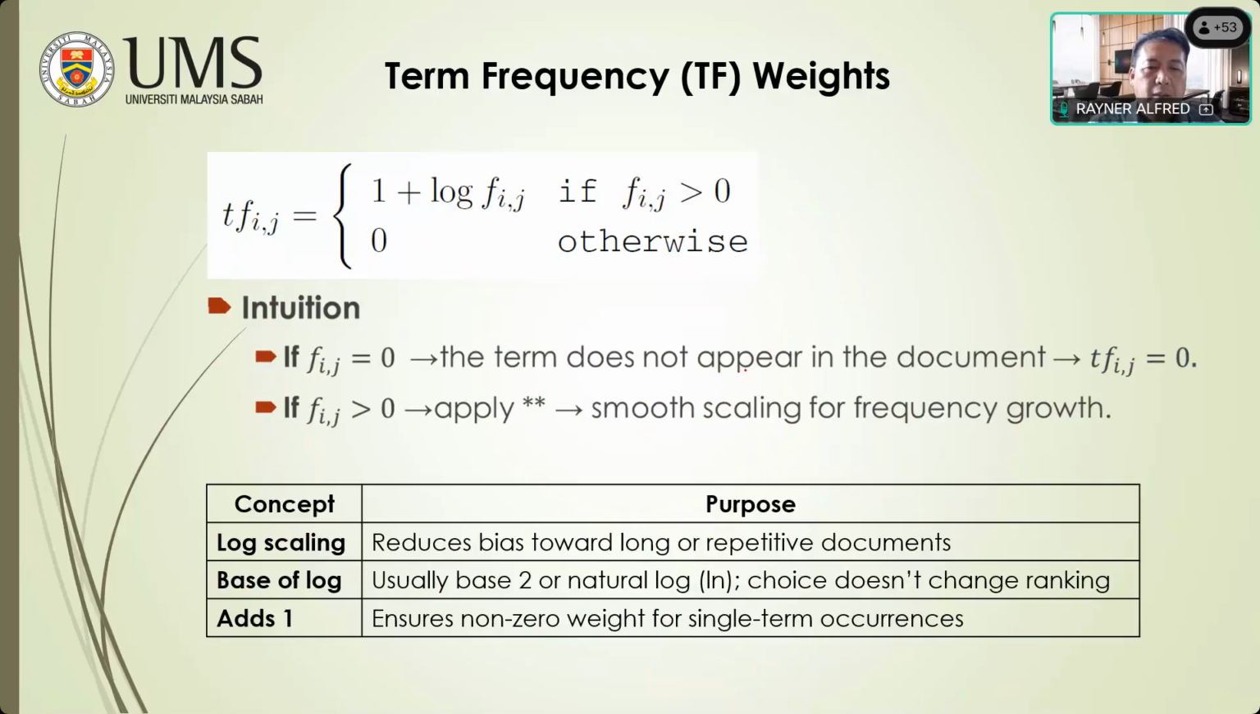Okay. So if this is 1, then log base 2 of 1 is basically 0, so you still have 1 here. Remember that your frequency here must be greater than 0, so it could be 1, 2, or 3. But if it's 0, then it will direct to here.